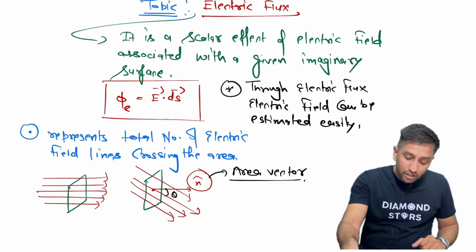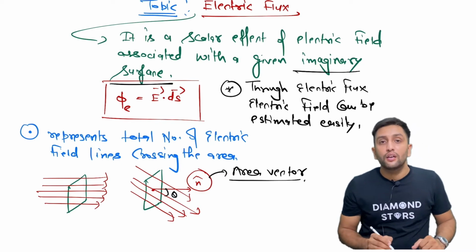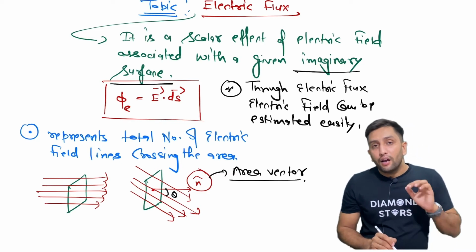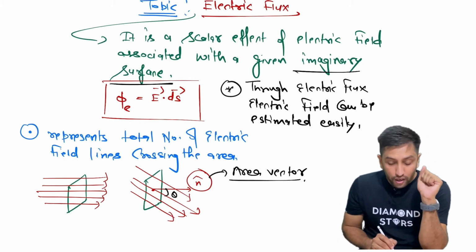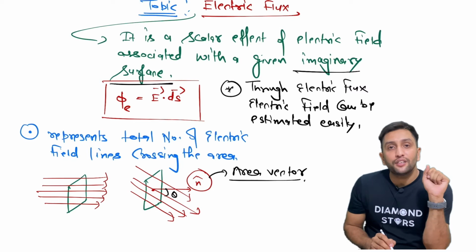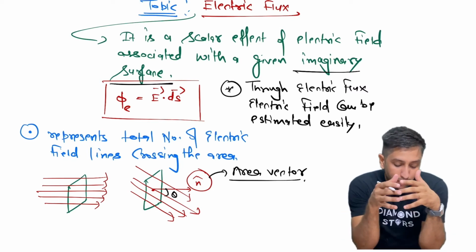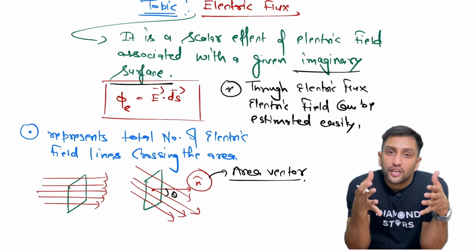And I have mentioned a word here, that is imaginary surface. That imaginary surface will be taken as a very important point in the case of Gauss theorem. And how is it mathematically defined? This is a scalar effect, so it will be represented by the electric field dot product with the area vector.